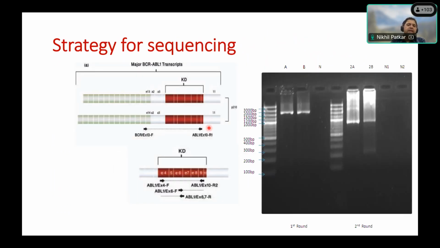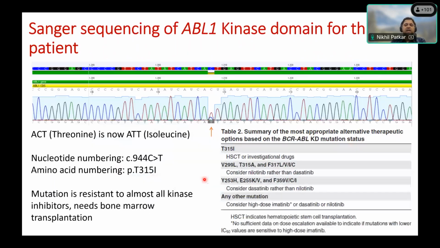So in this, you take the patient's BCR-ABL, you amplify the BCR-ABL molecule, and then for that PCR reaction, you do another PCR reaction to amplify the kinase domain, and you sequence it. And you can identify these mutations.